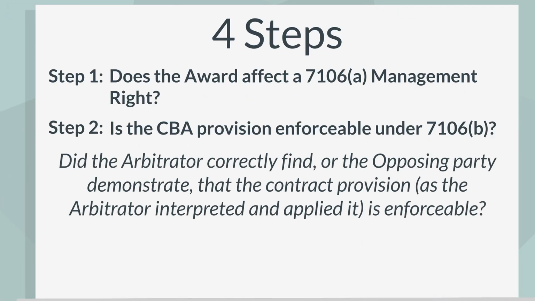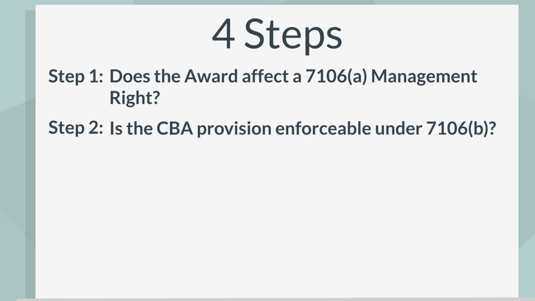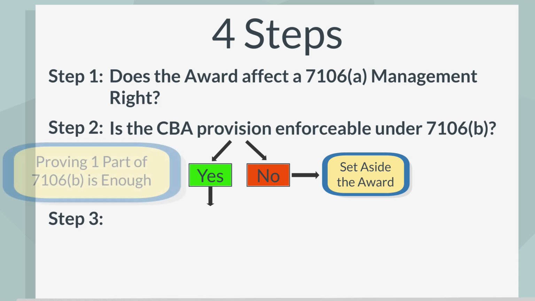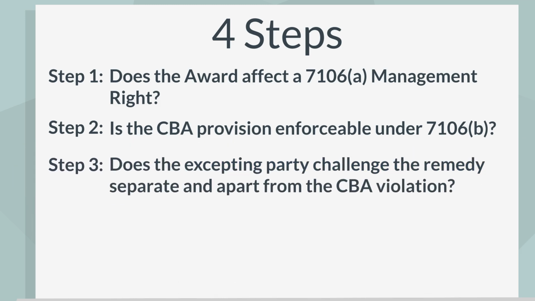If the arbitrator did not correctly find, or the opposing party does not demonstrate, that the provision falls within any of those subsections, B1, B2, or B3, then the authority will end the analysis at step 2 and set aside the relevant part of the award. However, if the arbitrator did correctly find, or the opposing party does demonstrate, that the provision falls within any of 7106B's subsections, then the authority moves on to step 3. Please note that the arbitrator or the opposing party does not need to demonstrate that all 3 parts of 7106B apply. 1 is enough.